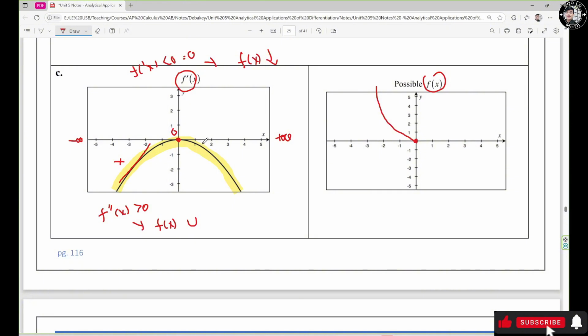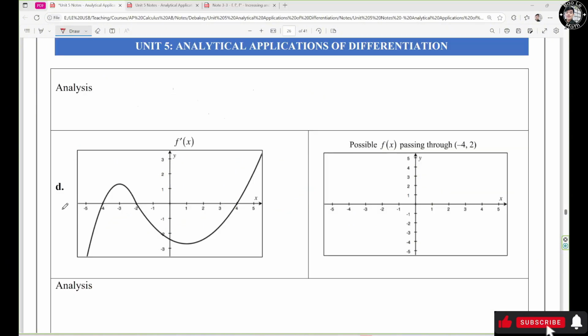And on the right side, you just draw the tangent line and you see that f double prime of s is less than 0, right? The slope of this one is negative, right? And then f of s must be concave downward, right? So it could be like this. Now let's move on to question D.